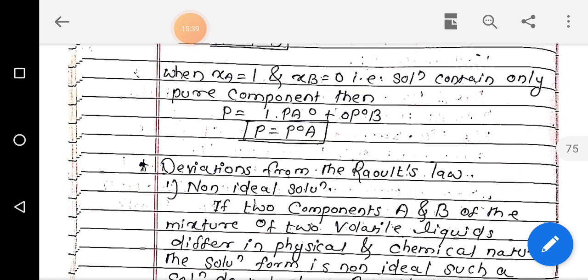In the next lecture we will discuss the next part, that is deviations from Raoult's law. In the deviations we are going to study non-ideal solutions.